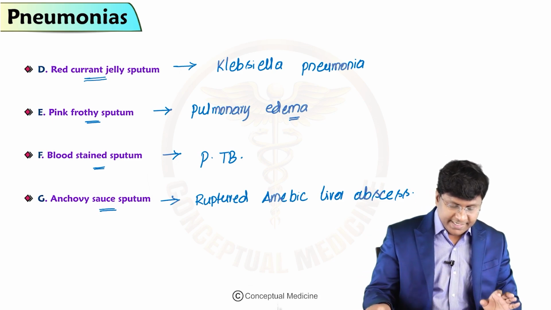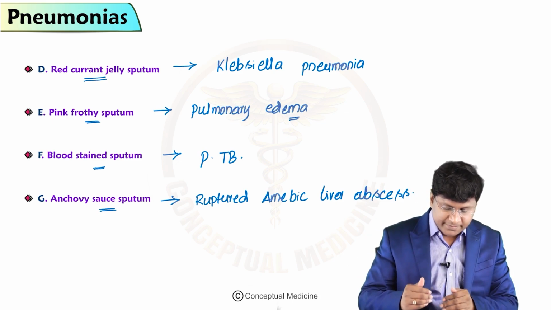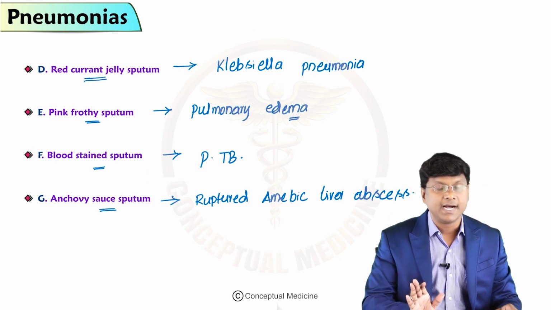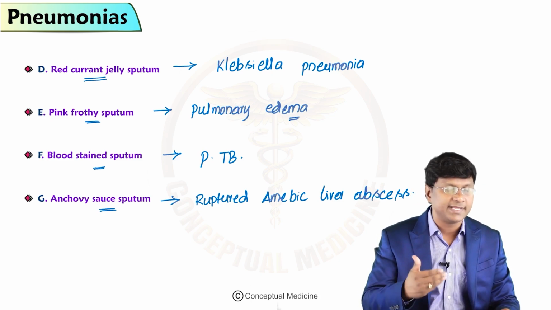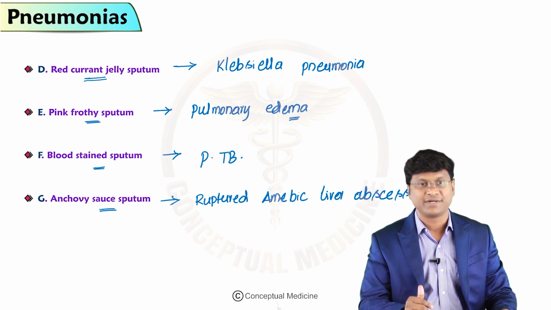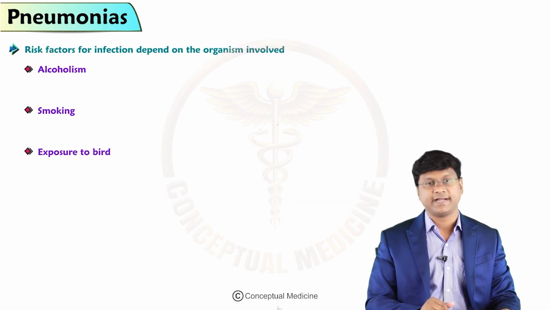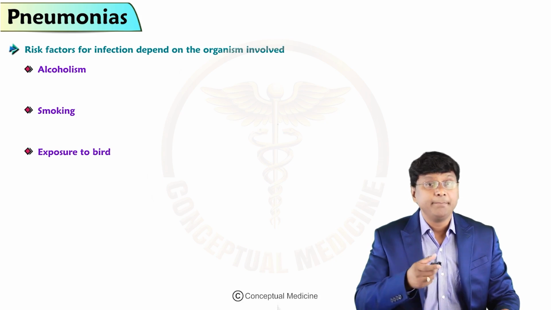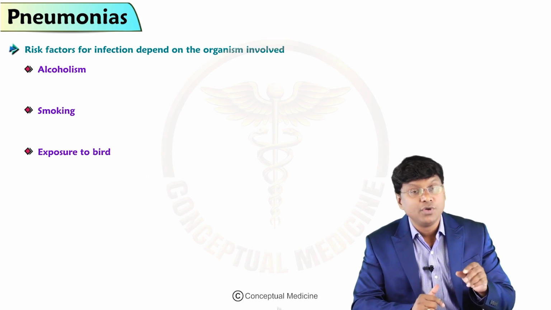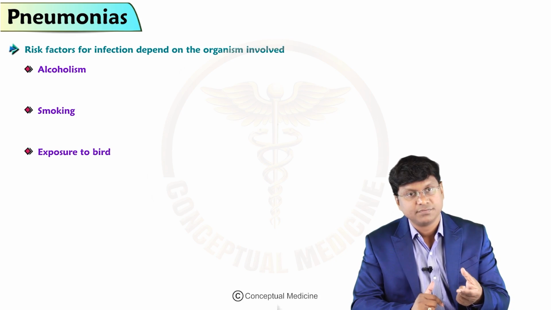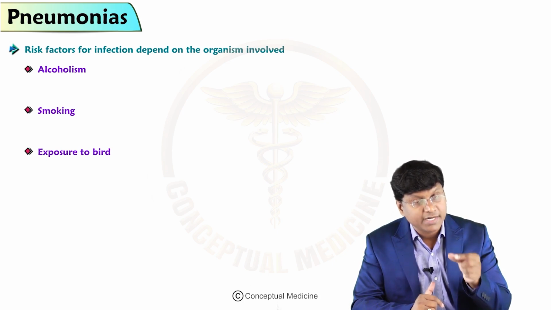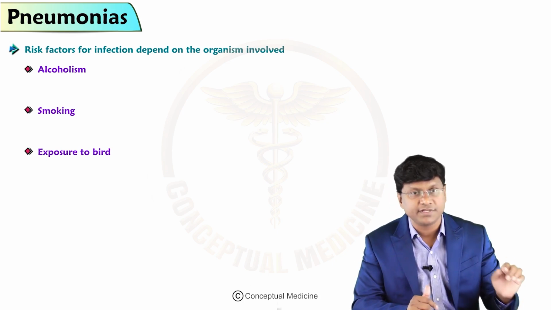So depending upon the color of the sputum, we will be able to make out the underlying organism or the underlying condition causing cough with expectoration. The next important thing is the risk factor. Based on the risk factor also, we can attribute the organism causing pneumonia in the individual.